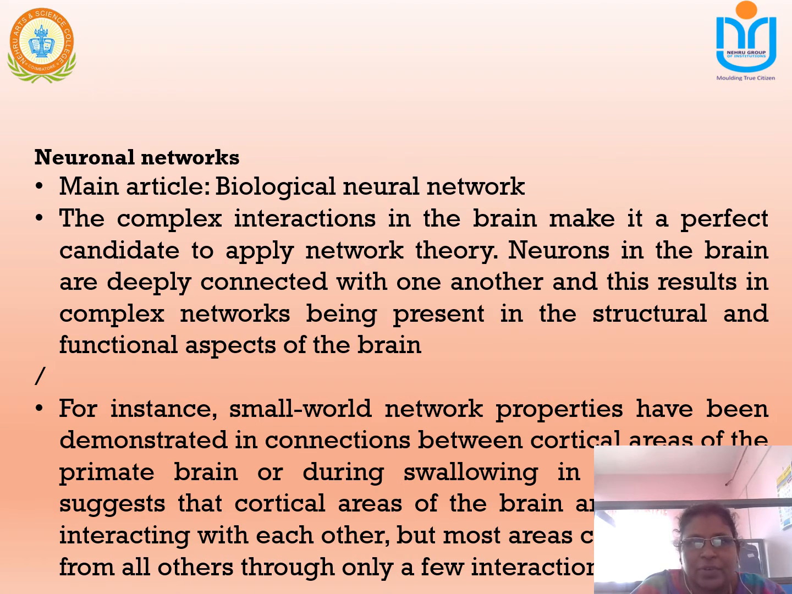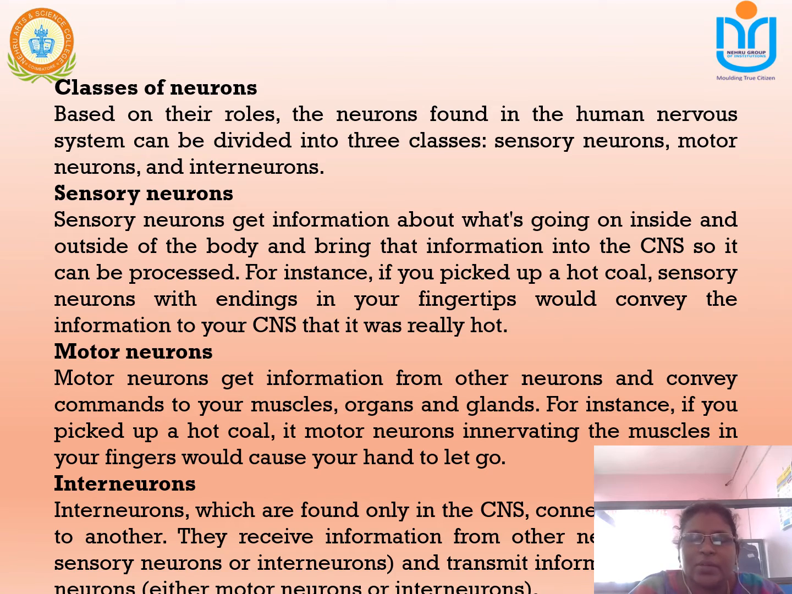Coming to neuronal networks, that is very particular about the biological neuronal network. The complex interactions in the brain make it a perfect candidate to apply network theory. Neurons in the brain are deeply connected with one another, and this results in complex networks being present in the structural and functional aspects of the brain. For instance, small world network properties have been demonstrated in connections between cortical areas of the primate brain. So what are the classes of neuron?